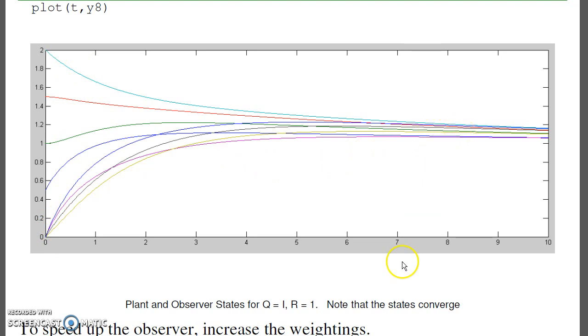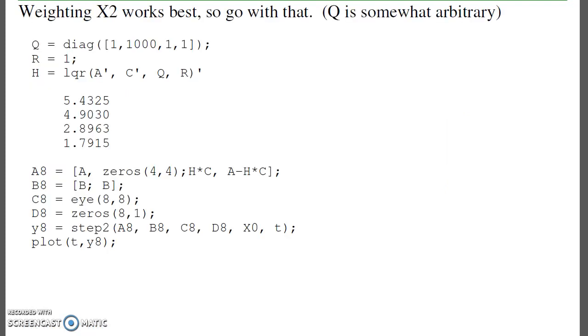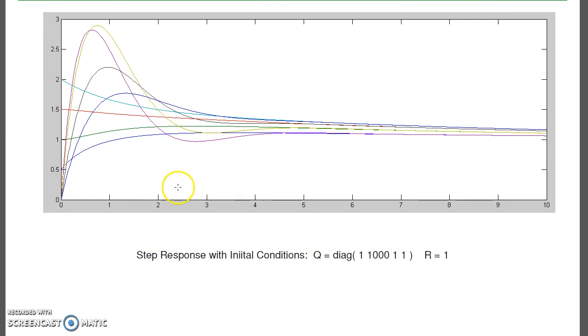If I want to speed up the observer, what I do is I change the weightings. I can sit there and change the weightings on Q. Just use trial and error, see what works. What seems to work best is changing the weightings on the second state, Q2. If I do that, I get a new set of observer gains, and I get a quicker system. Now it converges in about 5 seconds.